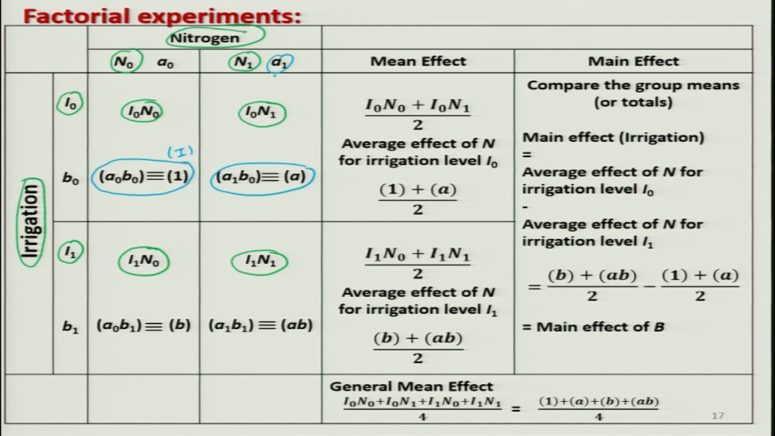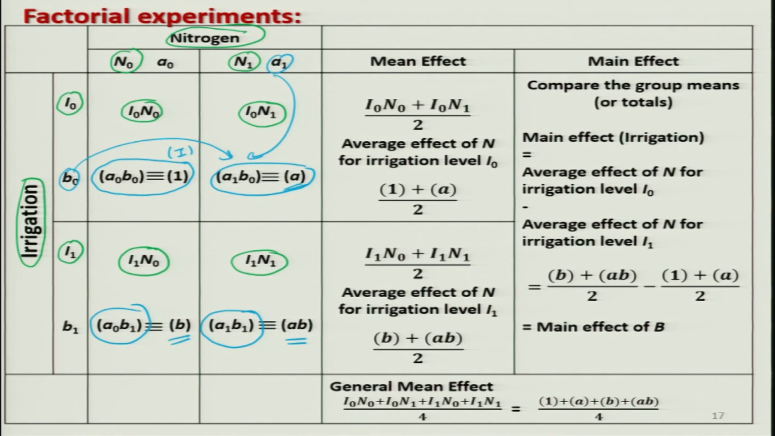So, A1 is coming from here and B0 is coming from here, right, and that is equivalently A. Similarly, I1 N0 is going to be indicated by A0 B1 within parenthesis, which is equivalent to B, and similarly this I1 N1 is going to be indicated by A1 B1 inside the parenthesis to indicate the yield, which is equivalent to AB, right.